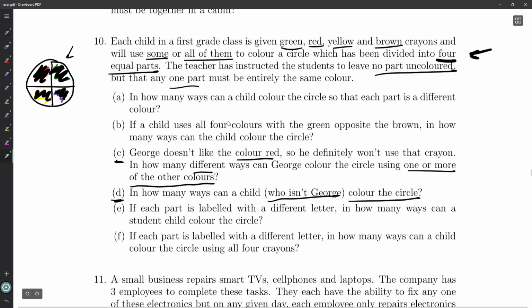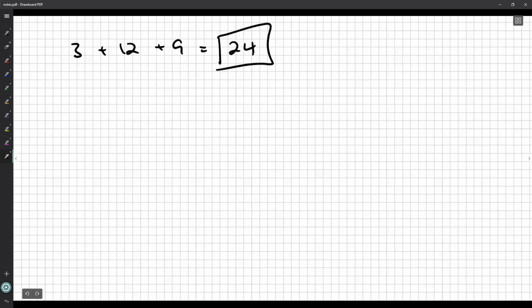Let's look at D for a moment. How many ways can a child who isn't George color the circle? Okay. So this is someone who now has the availability of all 4 colors. Now, maybe we could go back and do this same sort of work. Okay. Break it down by cases, but maybe we think, is there a better way to do this? Is there a faster way? Okay. Maybe not breaking things down with cases.